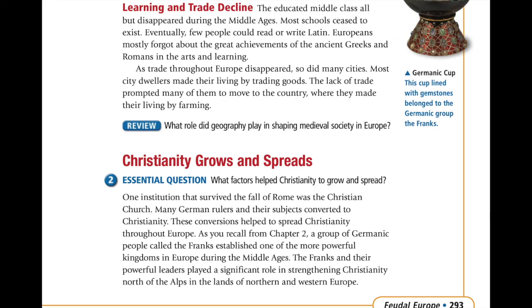Learning and trade decline. The educated middle class all but disappeared during the Middle Ages. Most schools ceased to exist. Eventually, few people could read or write Latin. Europeans mostly forgot about the great achievements of the ancient Greeks and Romans in the arts and learning. As trade throughout Europe disappeared, so did many cities. Most city dwellers made their living by trading goods. The lack of trade prompted many of them to move to the country where they made their living by farming.